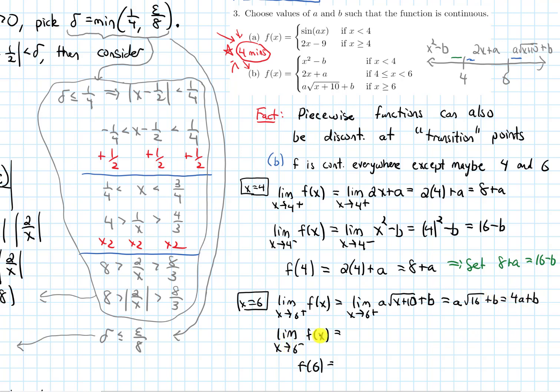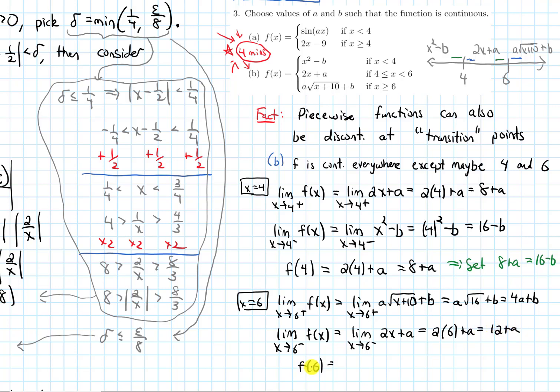Now let's do the limit as we approach 6 from the left. The limit as x approaches 6 from the left. On the left side of 6, if I get really, really close to 6, but on the left, that's going to be the piece 2x plus a. And if I plug 6 into that, we get 2 times 6 plus a, which is 12 plus a.